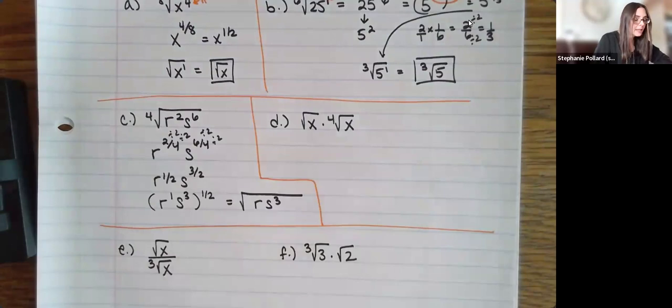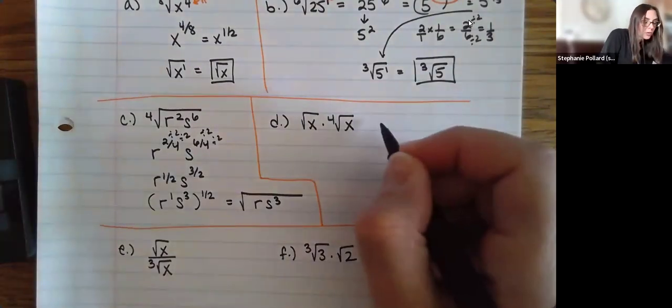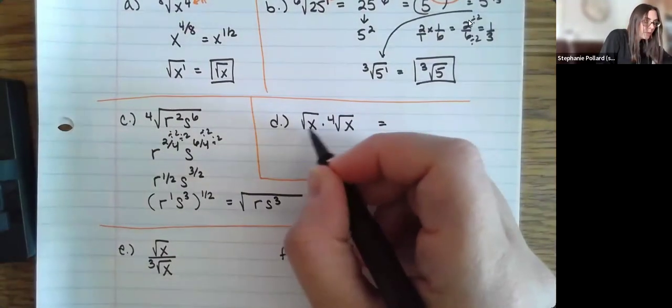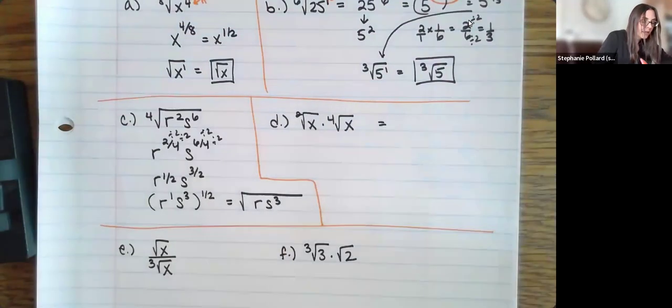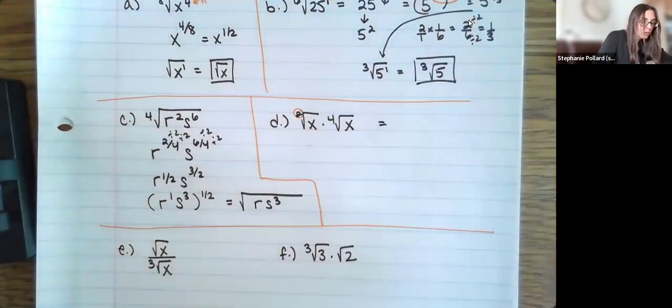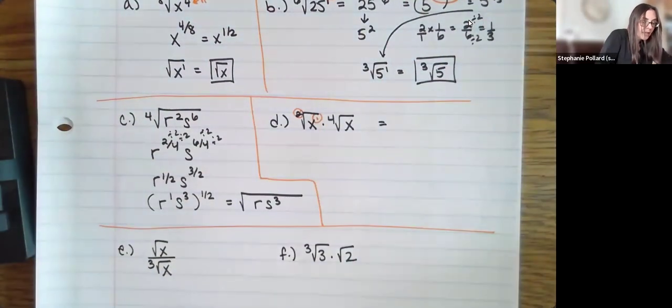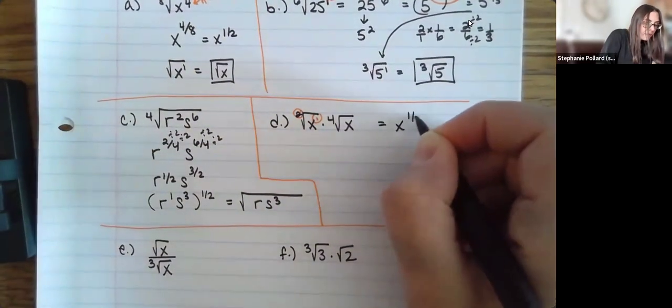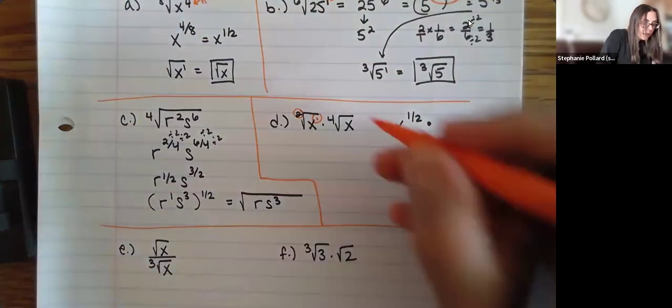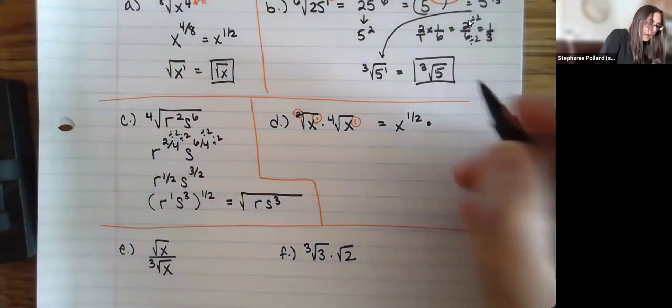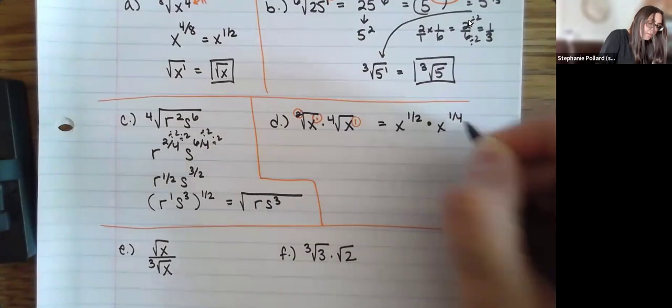Okay. Next example here, let's change these to the rational form. So that would be a square root there, right? Again, if there's no power there, there's always a 2. And if there's no power here, there's always a 1. So that's x to the 1/2 times, again, here there would be a 1, so x to the 1/4.